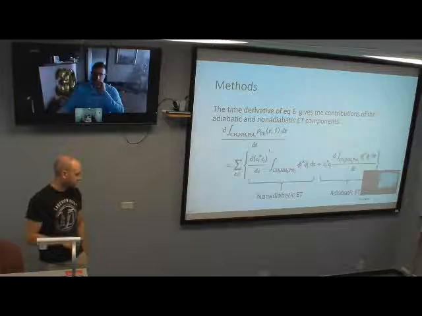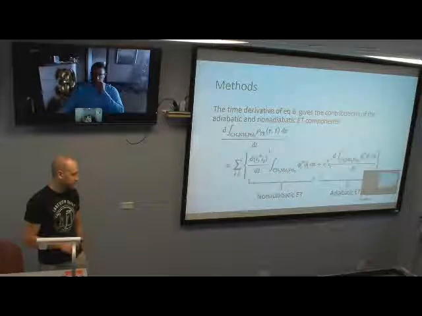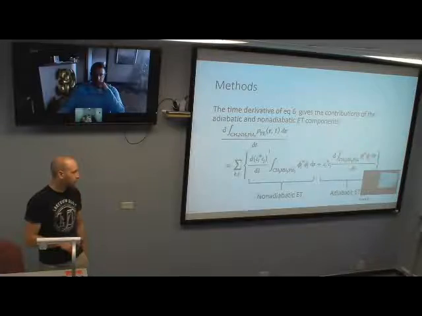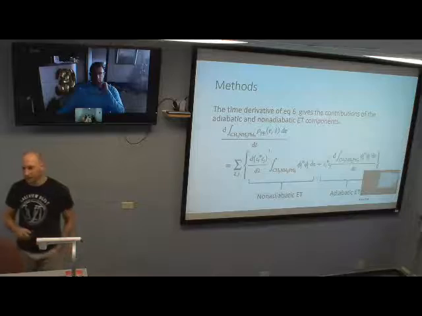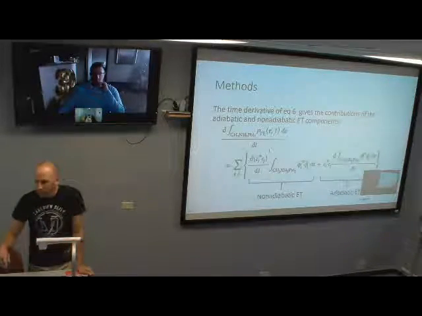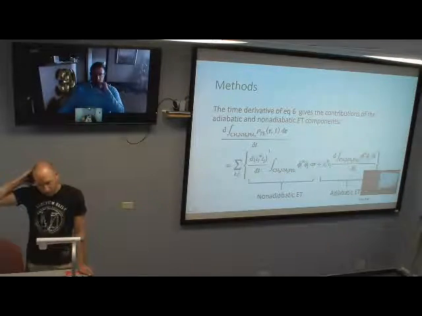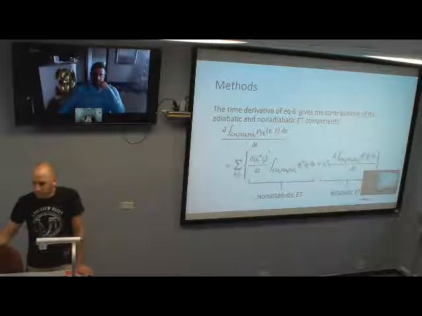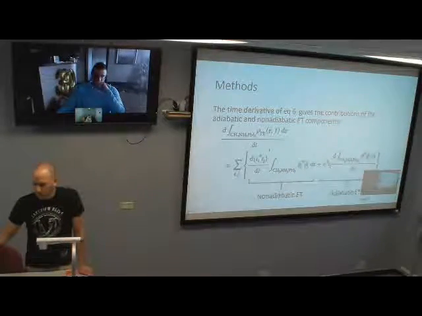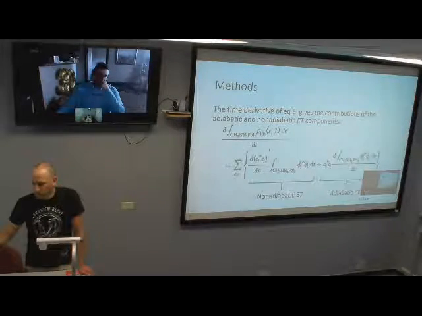And so that's what you have right here. You take the time derivative with respect to your expansion coefficients, and that gives you your non-adiabatic electron transfer. The other term gives you your adiabatic electron transfer. One contribution originates from changing the occupations of orbitals, and another from changing the spatial shape of orbitals. Change of occupations occurs only if you have non-adiabaticity, if one jumps from one orbital to another.